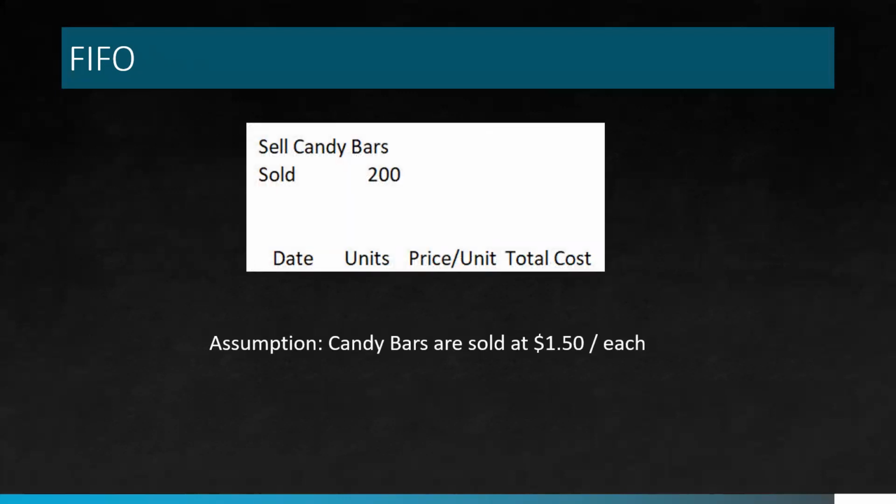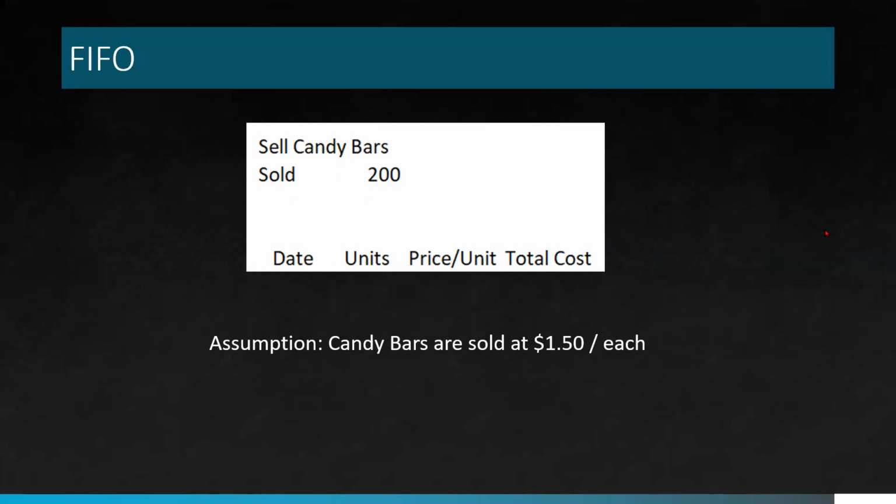So I'm going to give you an example. We're selling candy bars, and the assumption is that our candy bars are being sold at $1.50 each. So what do I need to know? In this one particular month, I sold 200 candy bars. But before I sold those candy bars, I've been purchasing the things that are required for these candy bars. Or let's say I purchased a whole candy bar and now I'm going to sell them for $1.50 each.